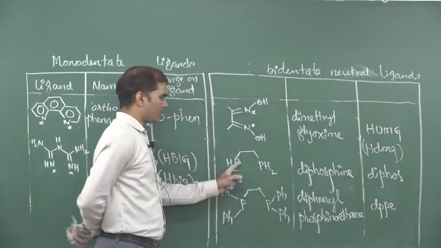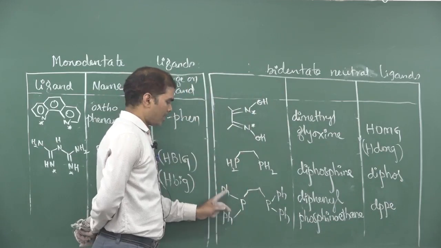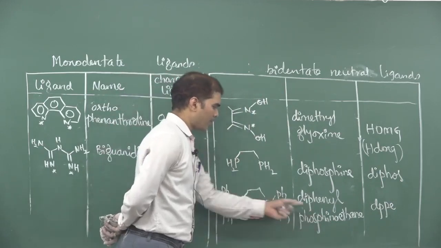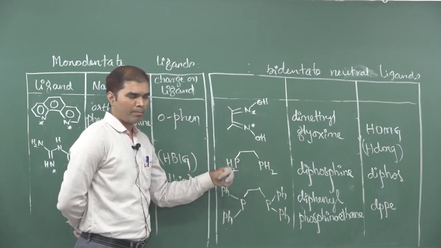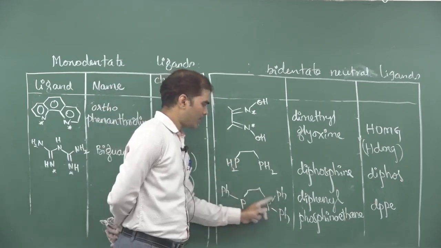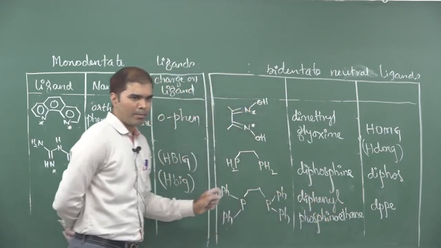Next two ligands. This is called diphosphine, simply abbreviated as diphos. The last one is diphenyl phosphinoethane. There are two units, so you can call it bis diphenyl phosphinoethane, but simply it is given as diphenyl phosphinoethane, abbreviated as DPPE.